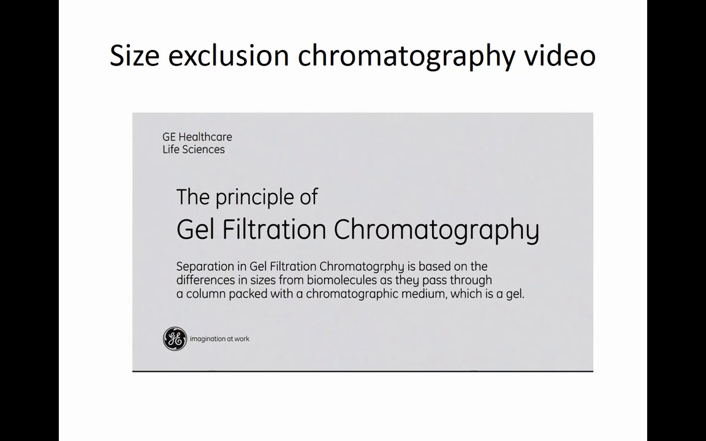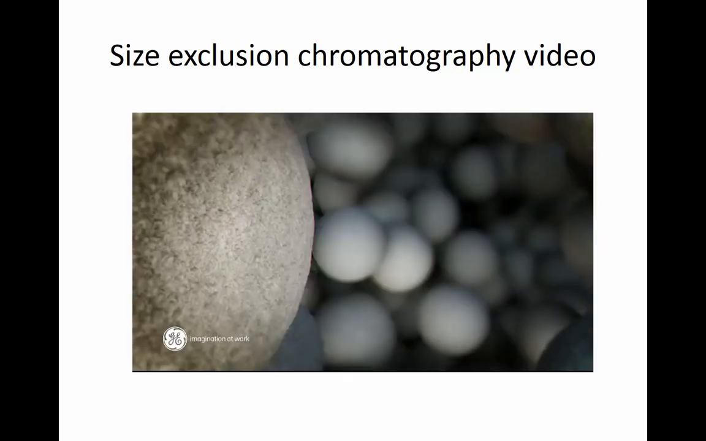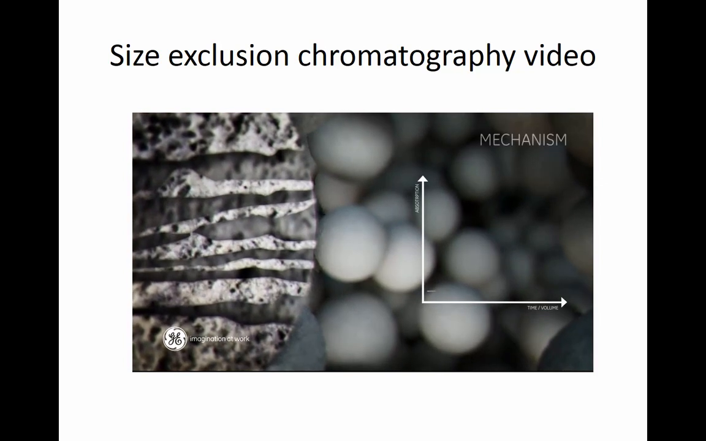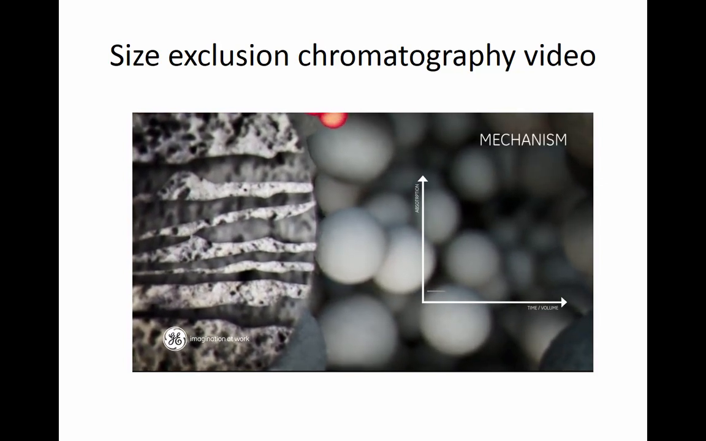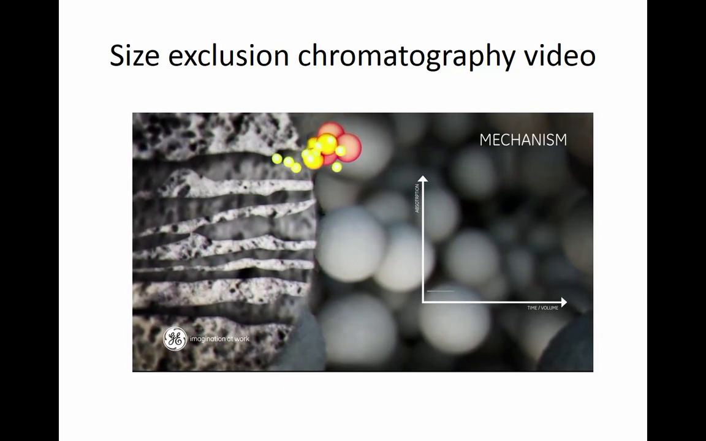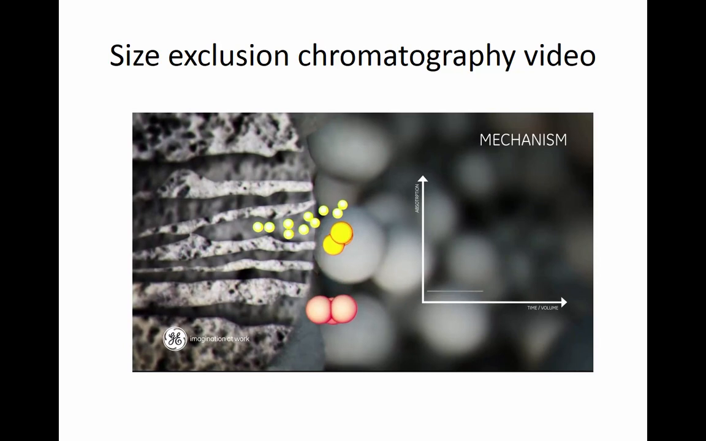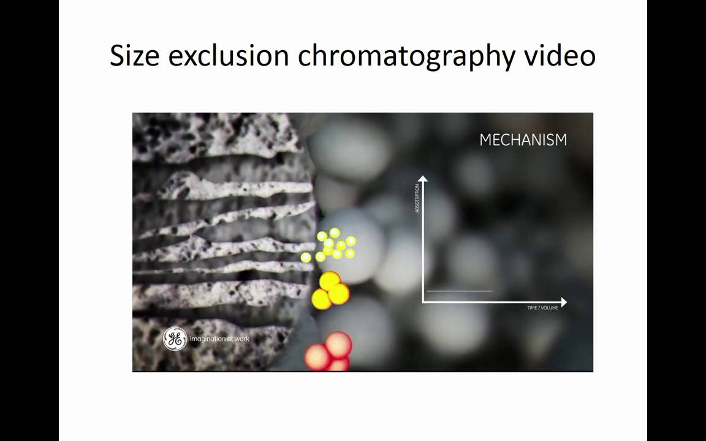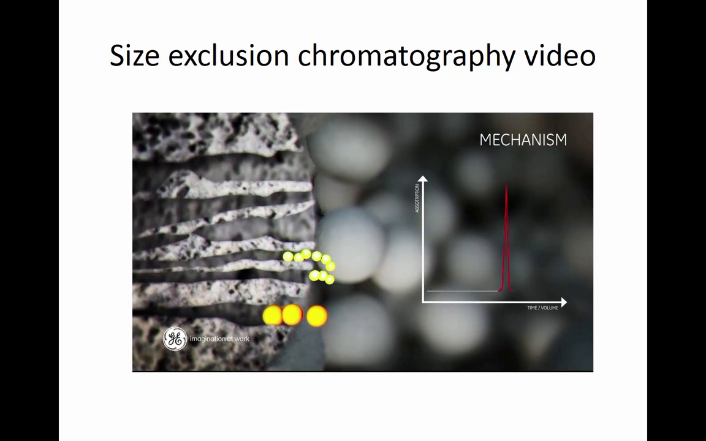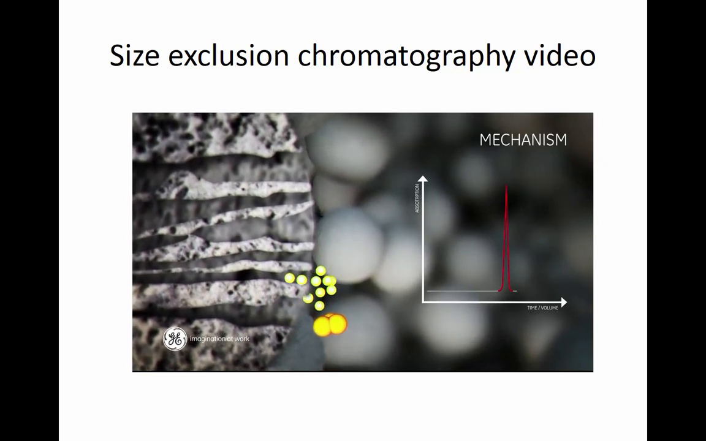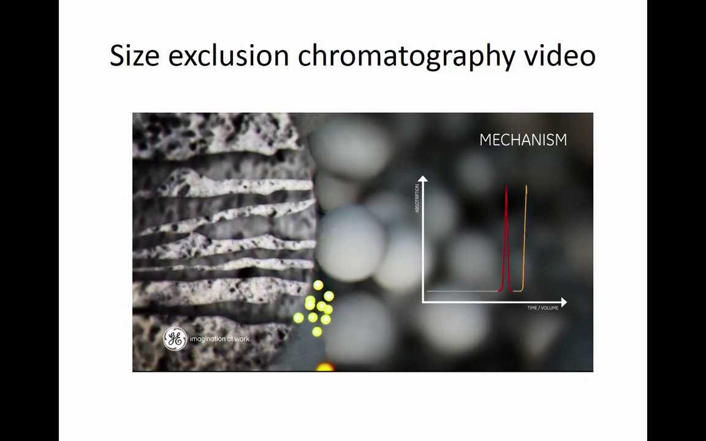Separation in gel filtration chromatography is based on the differences in sizes of biomolecules as they pass through a column packed with a chromatographic medium, which is a gel. Molecules larger than the pores in the gel are unable to diffuse into the gel and are confined to the solution surrounding the beads. Molecules which range in size between the very big, excluded from the gel, and the very small can penetrate the pores to varying degrees based on their size. Access to the pores is limited by steric hindrance. If a molecule is smaller than the smallest of the pores in the gel, it will be able to enter the total pore volume.